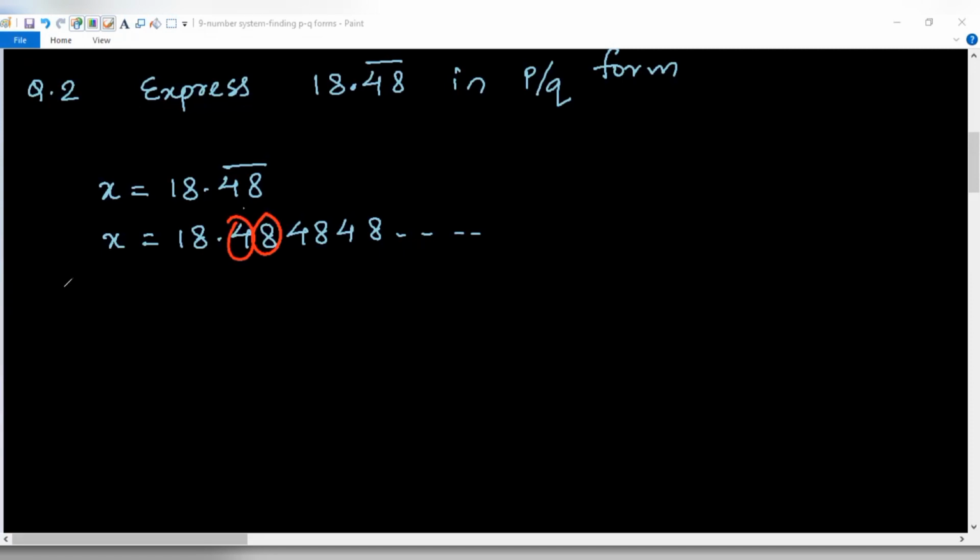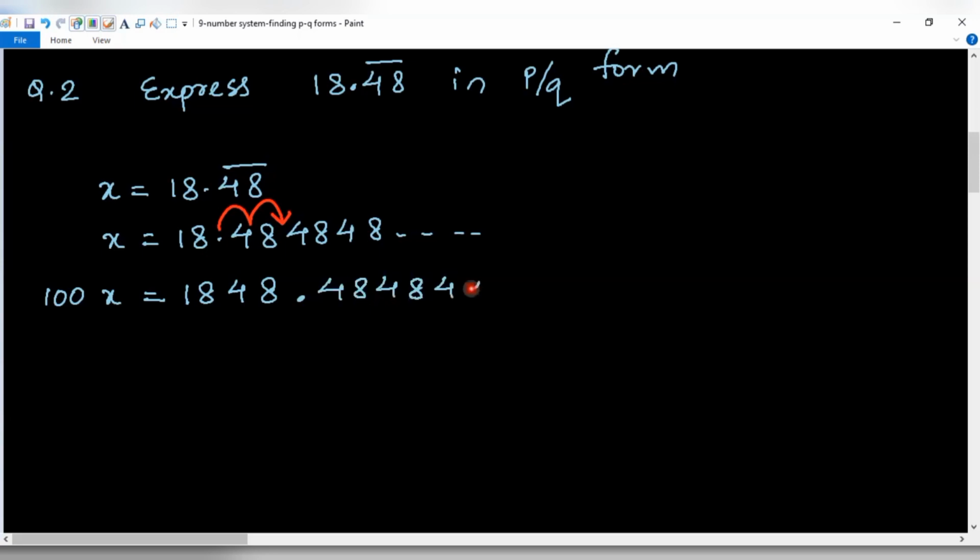So we have to use a number having 2 zeros, that is 100. We multiply x by 100 to get 100x. When we multiply by a number having 2 zeros, the decimal moves towards the right, 2 places, because it is multiplication. So here we have 1848.484848, like that it goes. This is the second equation and this is the first equation.